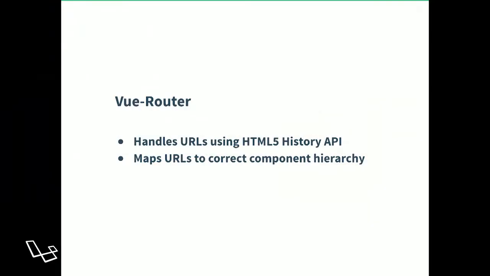First, it handles the URLs using the HTML5 History API. For example, if you say router.go /post1, instead of reloading the page, it'll use the pushState API to update the URL, and then it'll let the associated Vue instance know, hey, the route has changed, and now you should render this layout instead of that one.